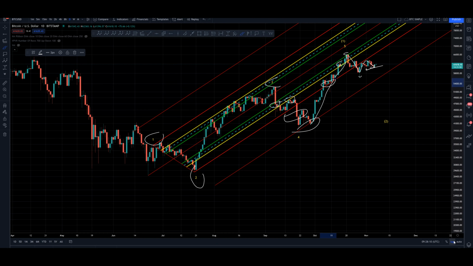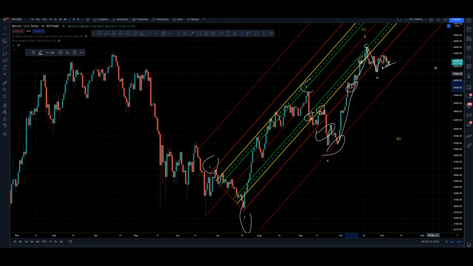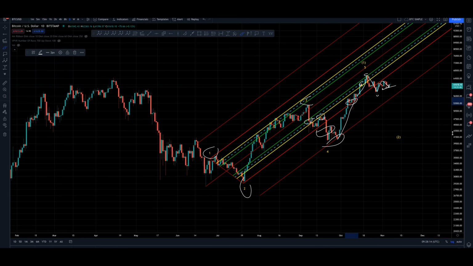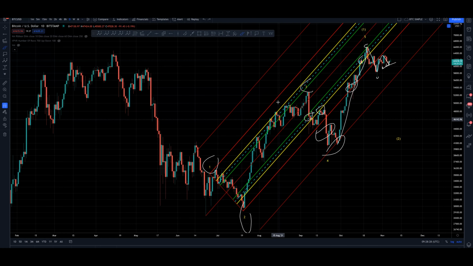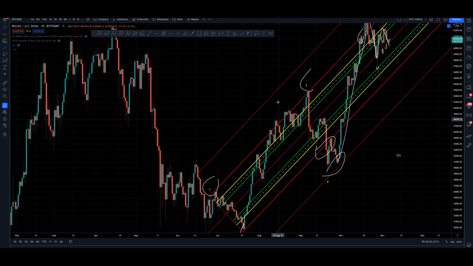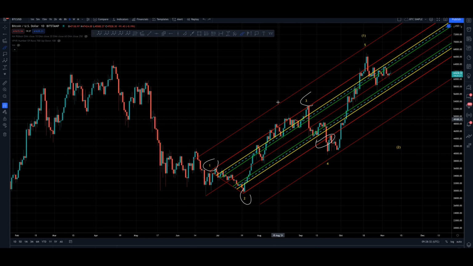How's it look in log? Now in log scale, it doesn't look half as good. We came right down to the extreme outer bound, got back into the pitchfork, came out, tested it again. This looks more like something that concluded up here, at a smaller wave degree, but I don't know. This one is going to remain as an alternate to our normal interpretation because it is still viable.